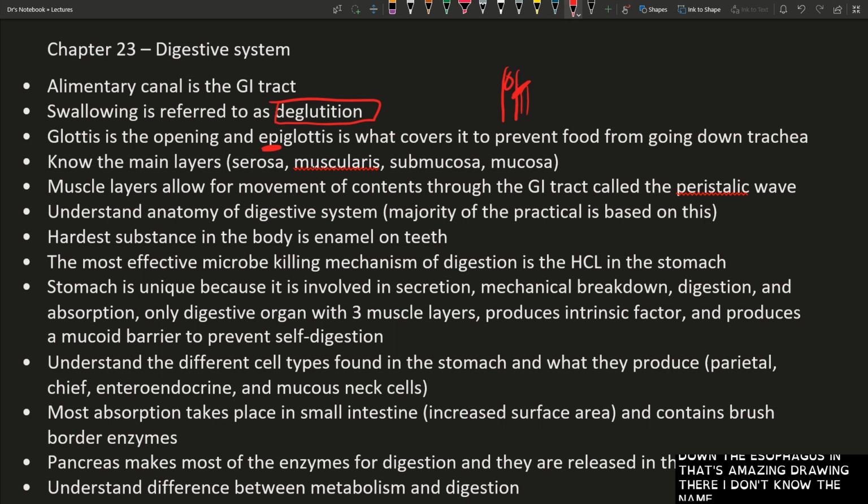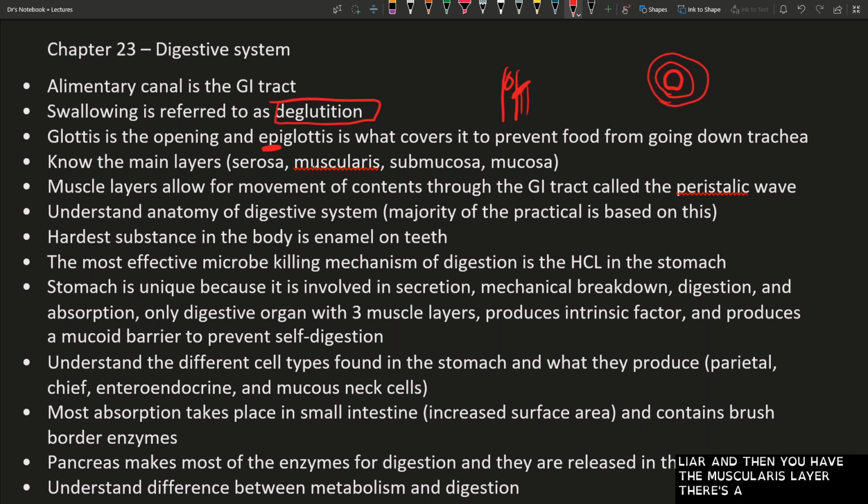And then know the main layers. The whole canal has these main layers. Starting on the inside, you have the mucosa layer, and then you have the submucosa layer, and then you have the muscularis layer, and then the serosa layer.